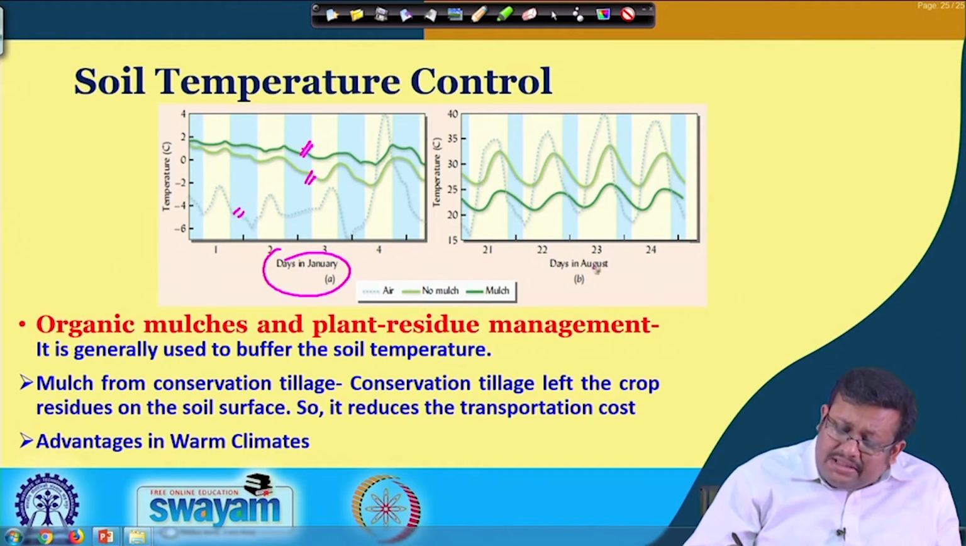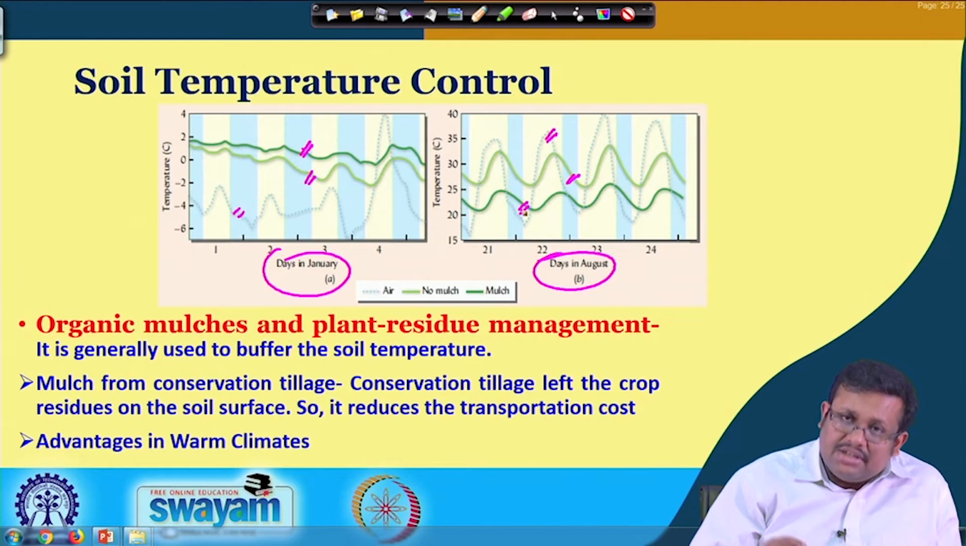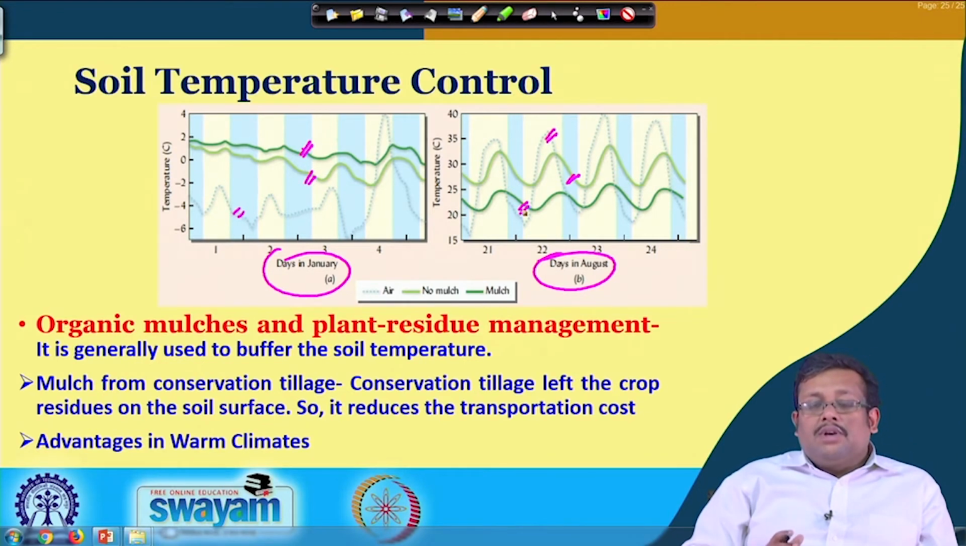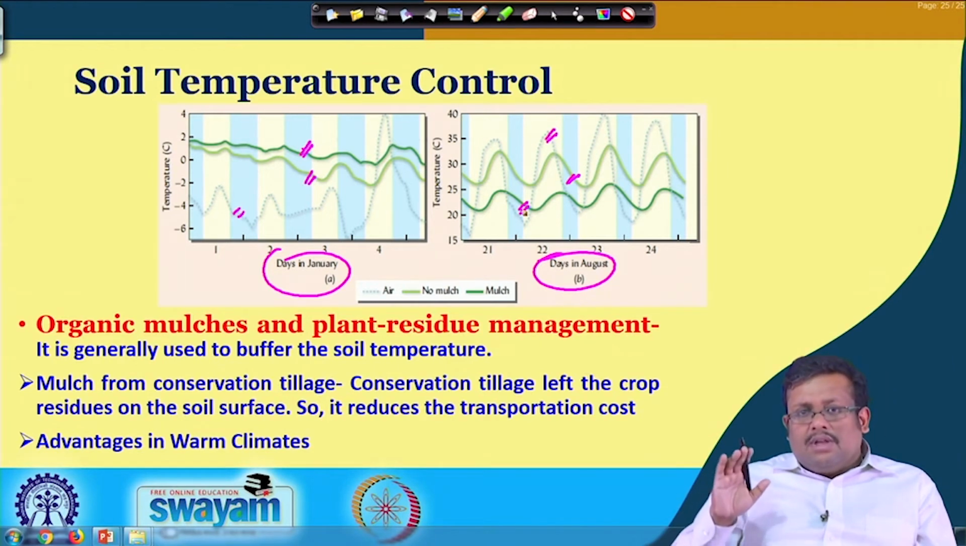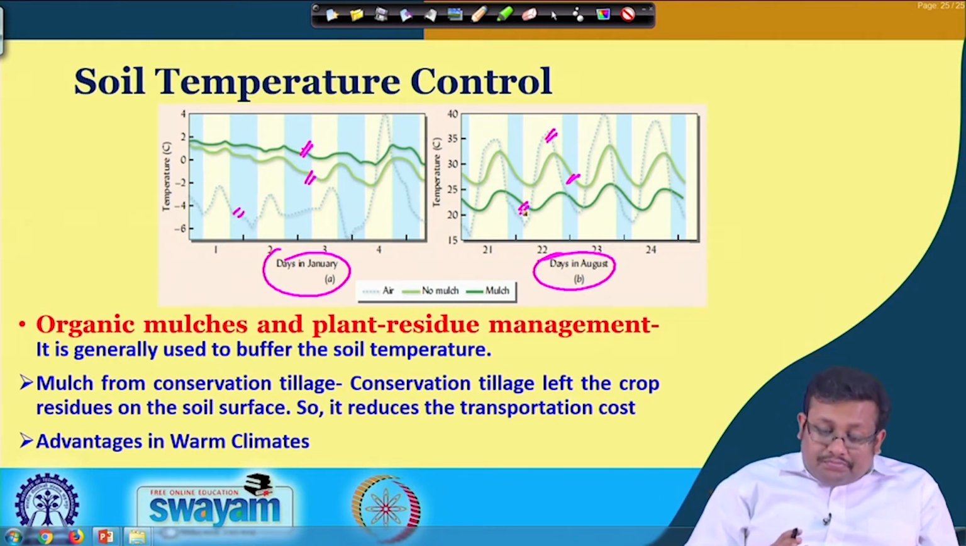Similarly, the opposite can be found in case of August, or in case of drier months, obviously the air temperature will be higher, followed by the no mulch condition, and finally you will get lower temperature in the mulch condition. So it will conserve the temperature of the soil, and prevent the soil temperature from going beyond a certain limit, thereby preserving all the soil biological, physical as well as chemical activities. So this is the importance of mulch for soil temperature control.